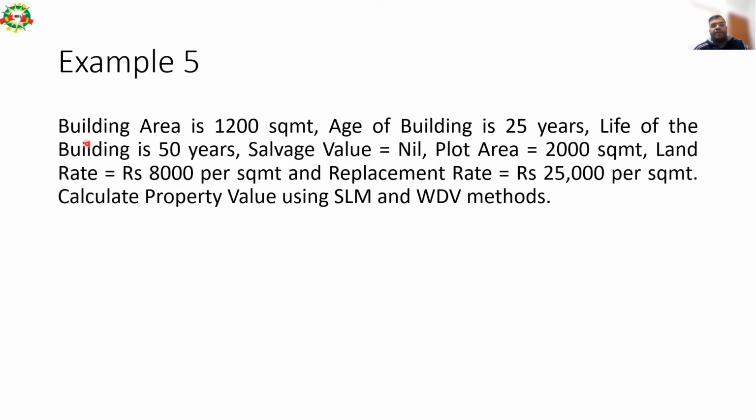Next example: building area is 1,200 square meter. Age of building is 25 years. Life of building is 50 years. Salvage value is nil. Plot area is 2,000 square meter. Land rate is 8,000 rupees per square meter. Replacement rate is 25,000 rupees per square meter. Calculate property value using SLM and WDV method.